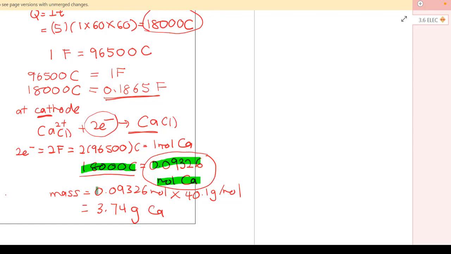And then when you have mole, you can calculate mass, mole times the molar mass. The molar mass is given in the question. So this is the mass of calcium produced at the cathode. Again, theoretically, when you supply 2 moles of electrons, 1 mole of calcium will be produced. 2 Faraday, 1 mole. But in this experiment, we only supply 18,000, so this is the mole produced, and this is the mass.